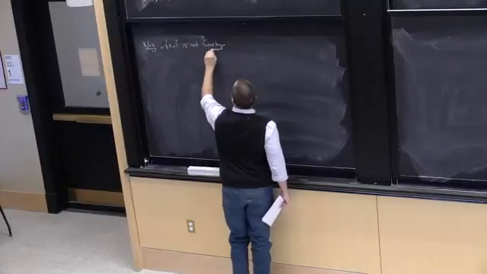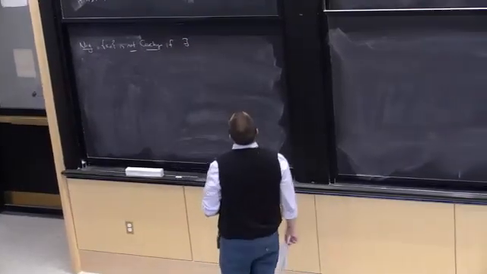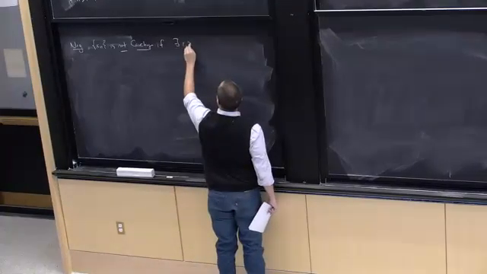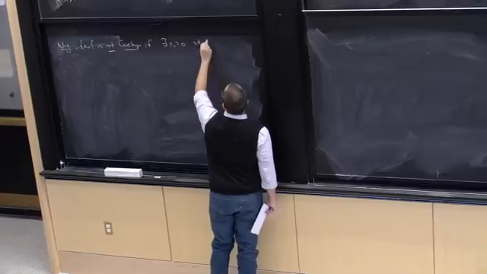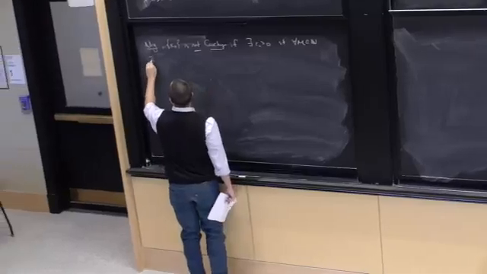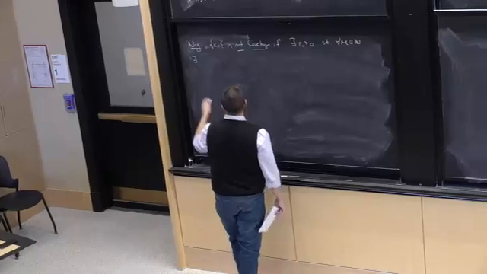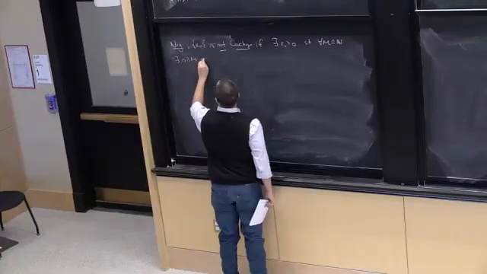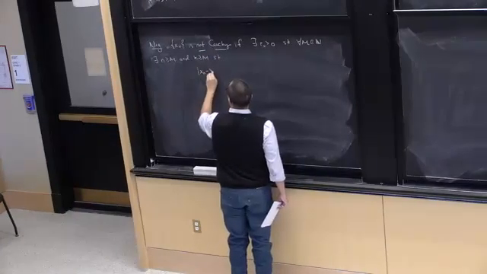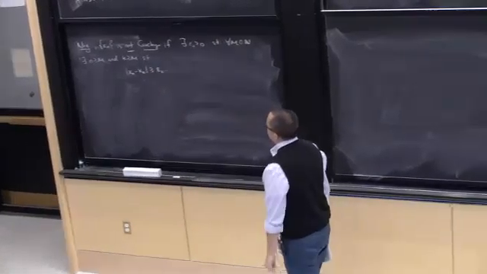X sub n is not Cauchy if, so every time we see a for all, it becomes there exists. There exists a bad epsilon naught positive such that for all m a natural number, you can find two entries further out than m that are greater than epsilon naught distance to each other. So there exists n bigger than or equal to m and k bigger than or equal to m such that the absolute value of x sub n minus x sub k is bigger than or equal to this bad epsilon. Okay?